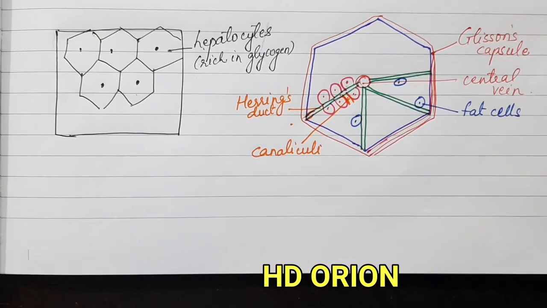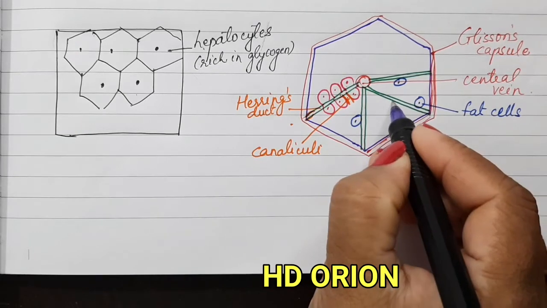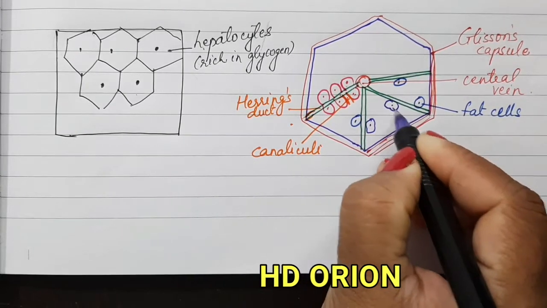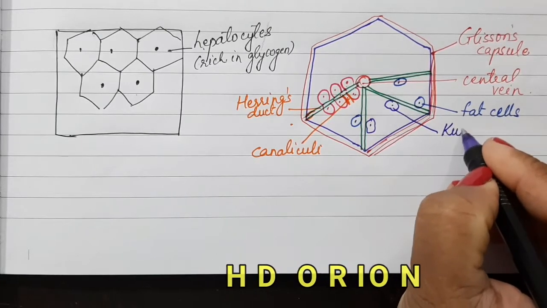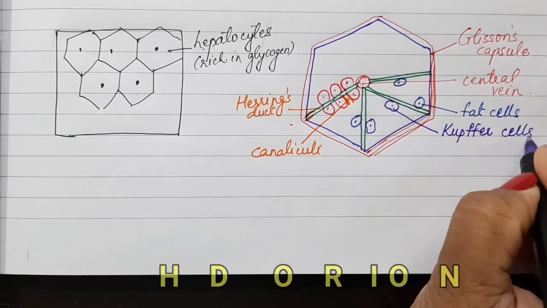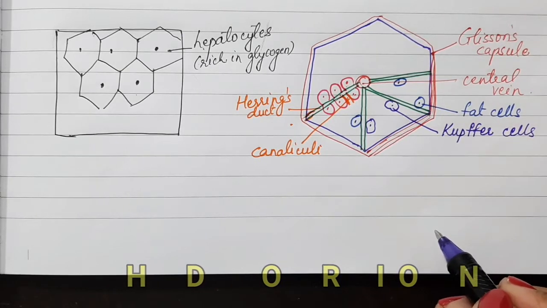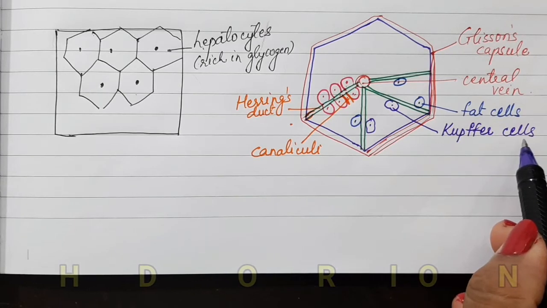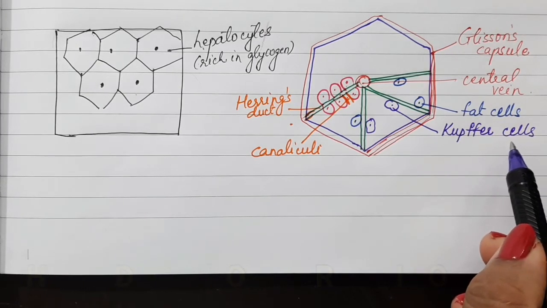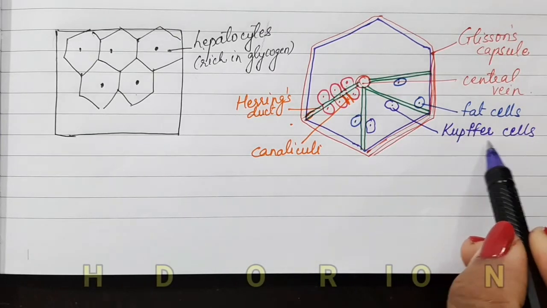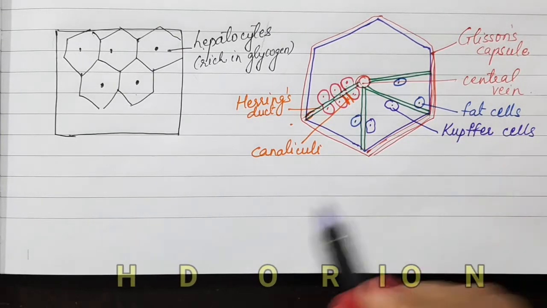And there are important cells which are present, which are irregular in shape. These are Kupffer cells. These remove all the toxic materials that are present. So these cells actually perform phagocytosis, and whatever toxin is present, they eat it up. So the liver also helps in detoxifying with the help of Kupffer cells.